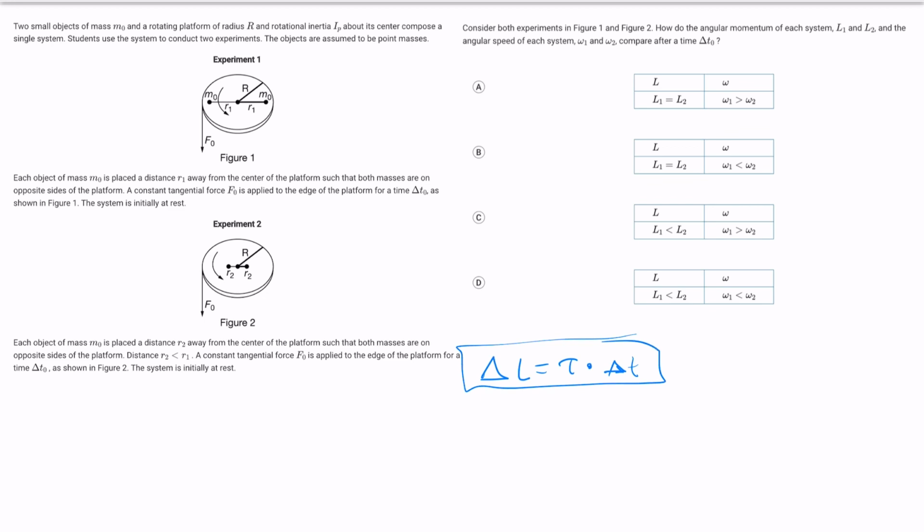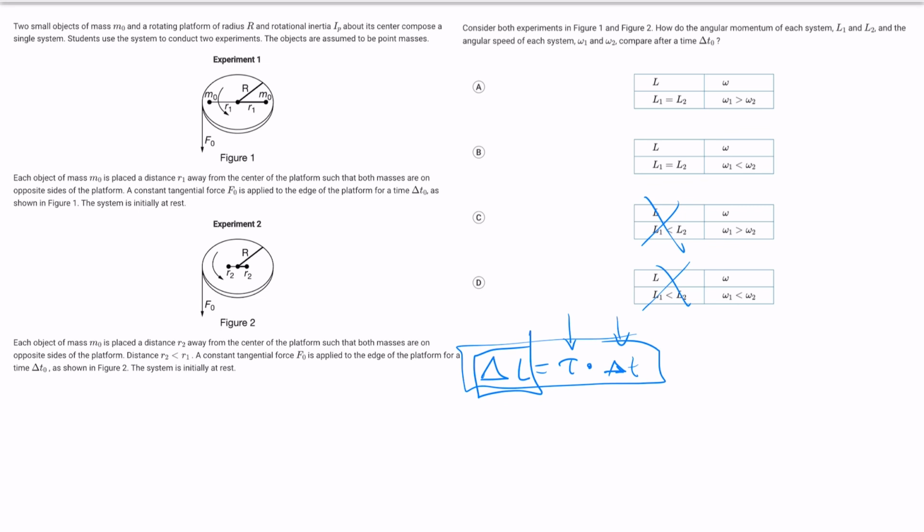Now, the force applied to the edge of the disk is the same in both experiments, and the disk is the same in both experiments. So torque is going to be the same in both experiments, and delta t is going to be the same in both experiments. So regardless of where the masses are, we know that they're going to have the same change in momentum. All right, so I'm going to cross out C and D because they're suggesting that we have different angular momentums. That just won't be true, because the change in angular momentum over some period of time doesn't actually care about what the moment of inertia of the disk is. It's just the torque times the time that the torque was applied.